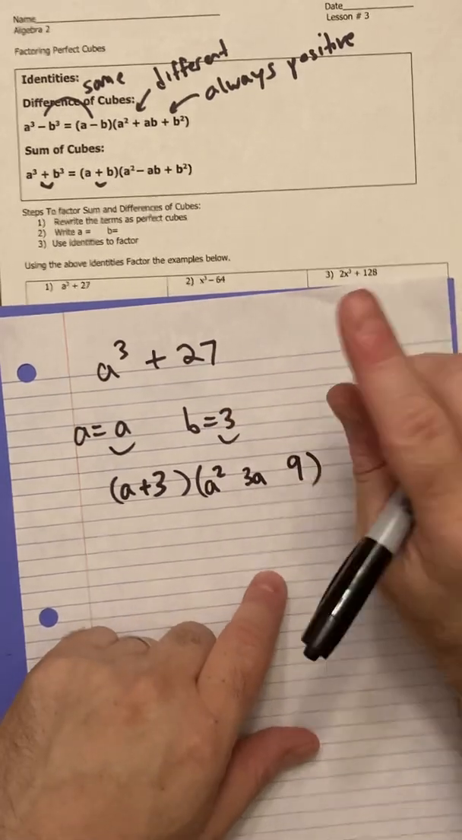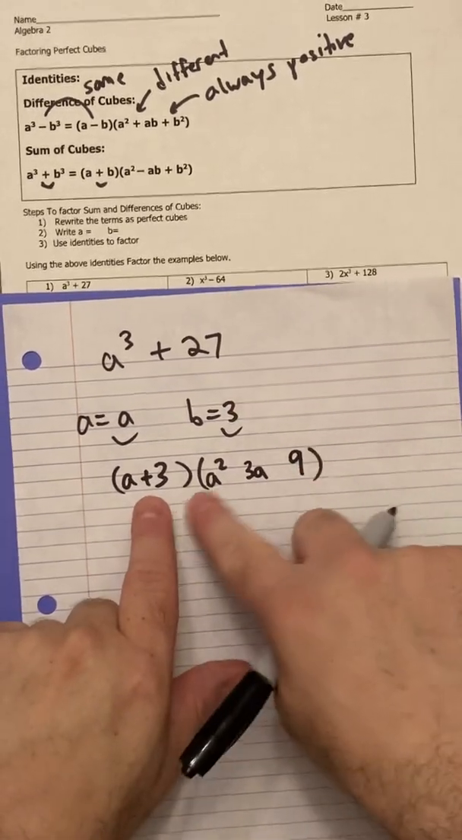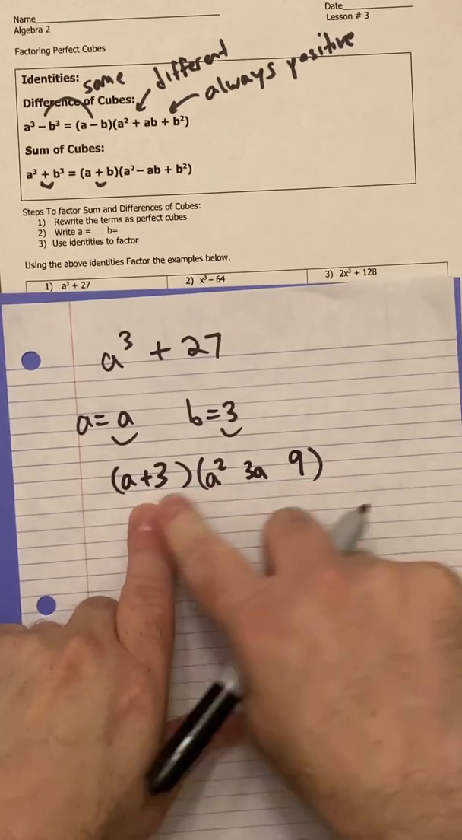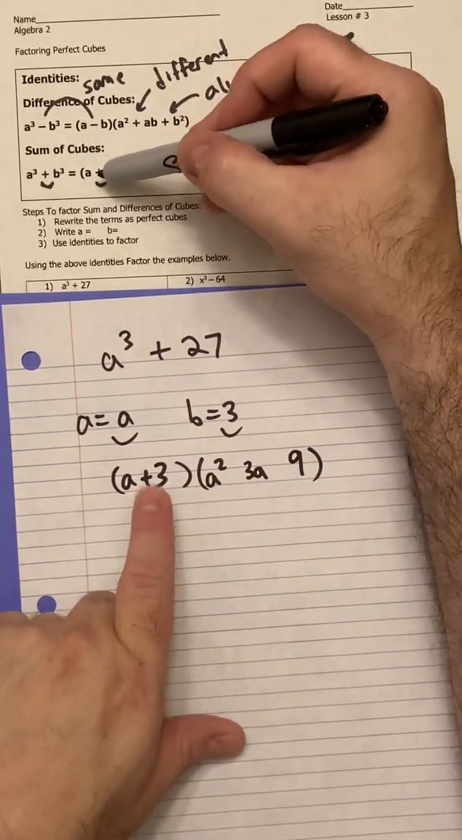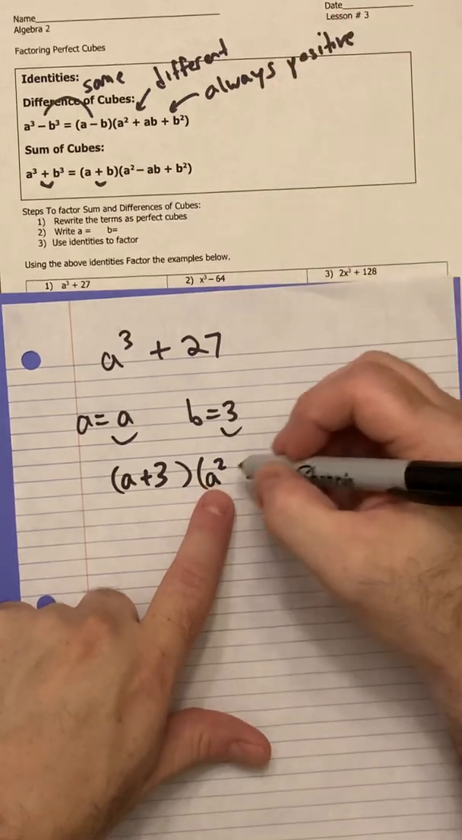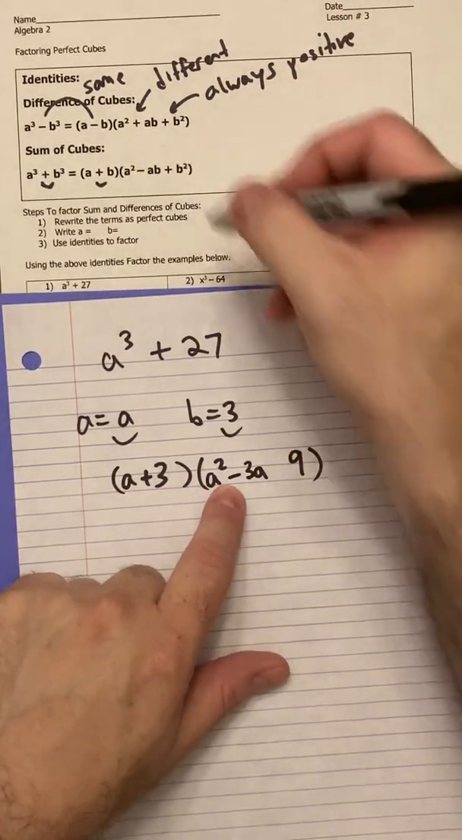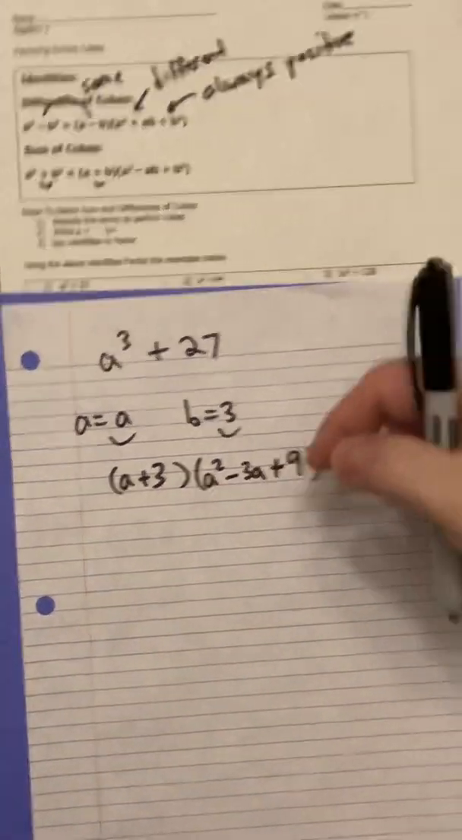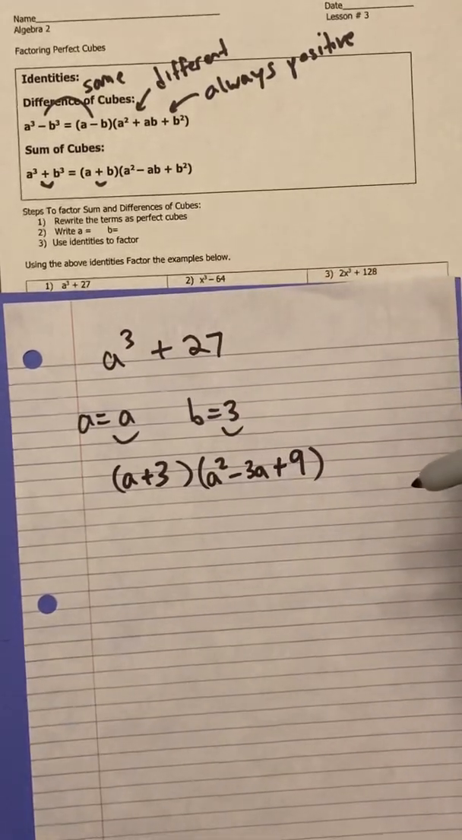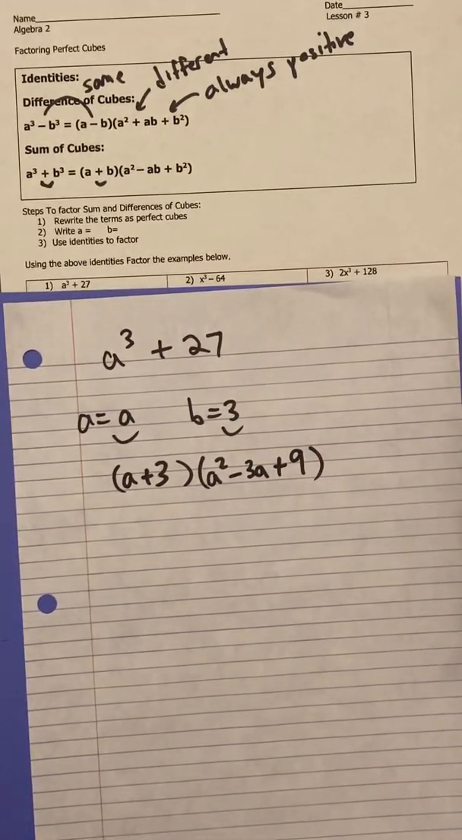Let's look at the signs. The format's always going to be the same. Remember, we've got same plus, opposite or different minus, always positive. Now we've just factored a cubed plus 27. That's how you do it.